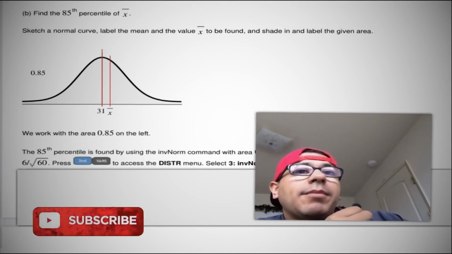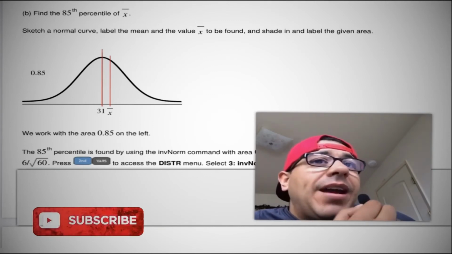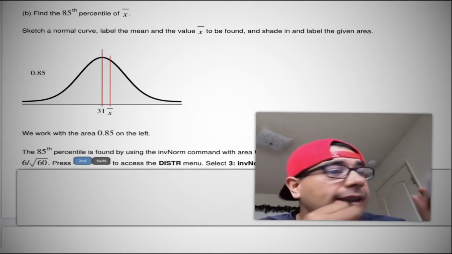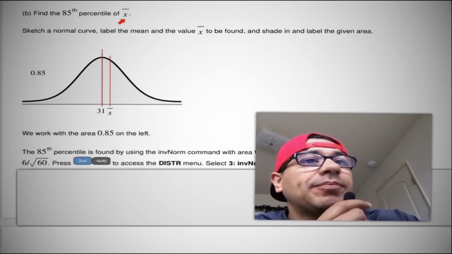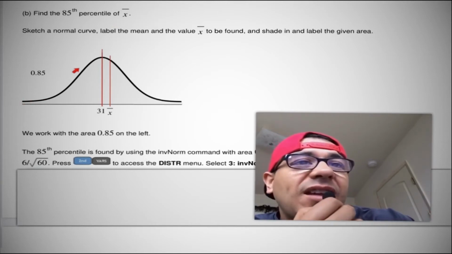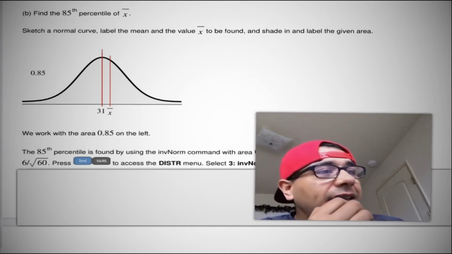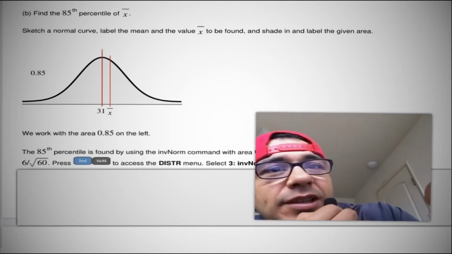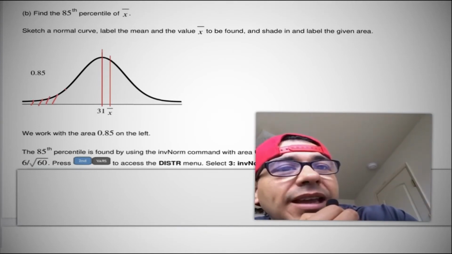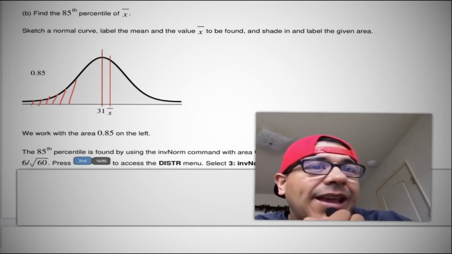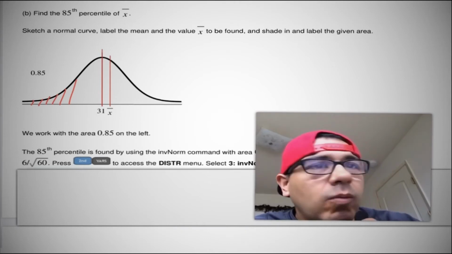All right, let's look at problem number 2 here. Find the 85th percentile of x bar. Again, not x, x bar, the sampling distribution mean. First thing we do, we sketch that normal distribution, just like we always do. And check this out: when we're talking about the 85th percentile, we keep shading until the area that we shade represents more or less 85%. Maybe I should have used a different color. Actually, I wonder if I could rewind this for you.